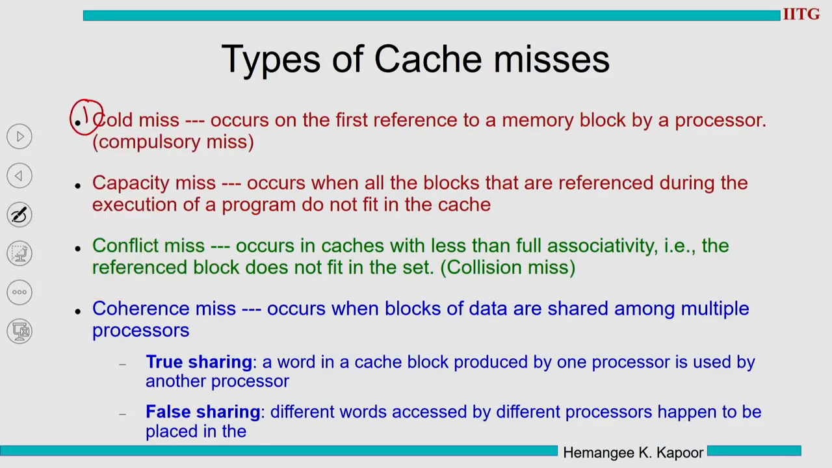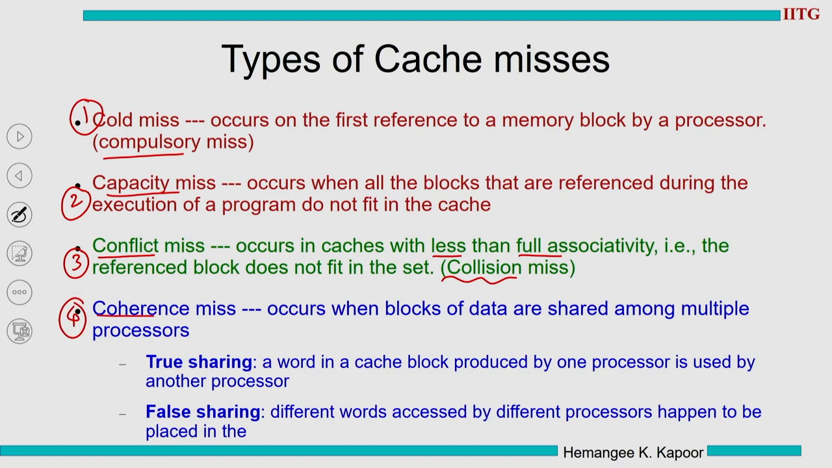So the first type of miss is the cold miss, that is the compulsory misses. Second is the capacity misses, because our cache is small and we can't accommodate all the referenced blocks. The third is the conflict miss. This occurs in caches which are less than fully associative, because if you have a fully associative cache and certain blocks can't fit in that, then such misses will be counted as capacity misses and not conflict misses. This is also called a collision miss, because some blocks collide with each other in the set, and then they remove each other. And the fourth C is the coherence miss.